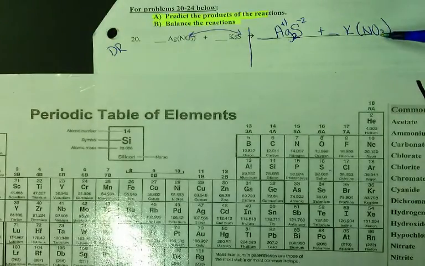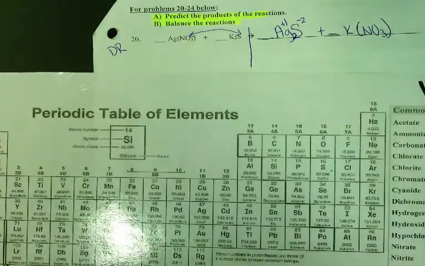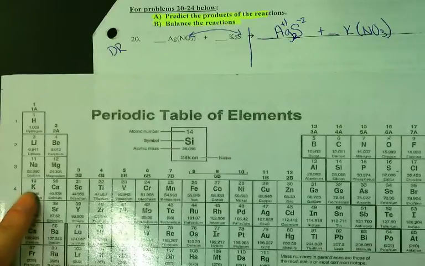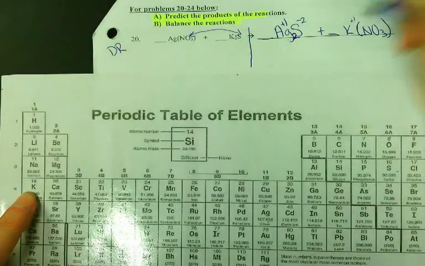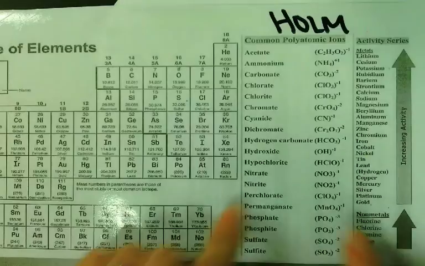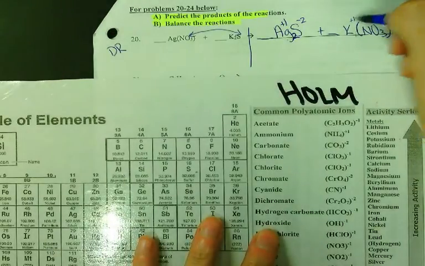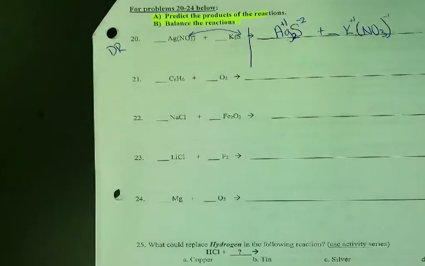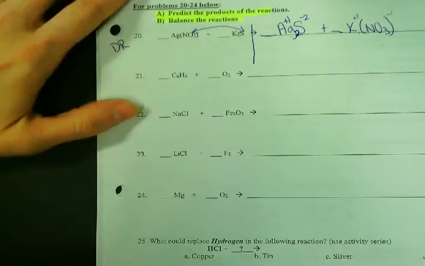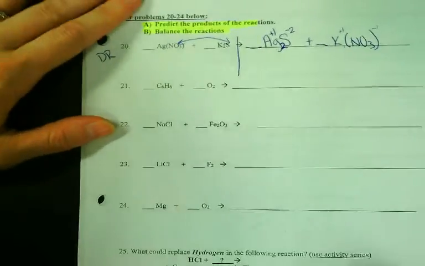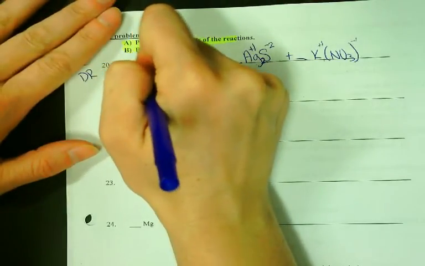Potassium nitrate, because NO3 is nitrate. Potassium's over here in family 1, so it makes a +1. Nitrate, you'd have to look at your polyatomic list, makes a -1. So when we crisscross, they're both 1s, which means they're invisible. So KNO3 is the correct formula for potassium nitrate. And then, my friends, we balance. You have to show your work.